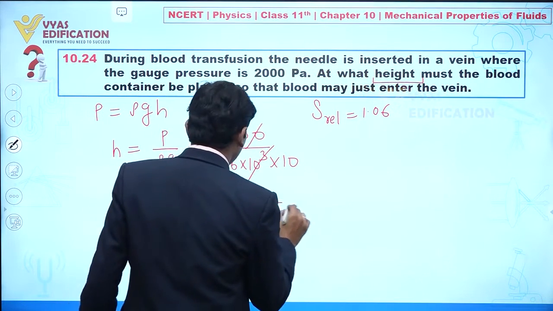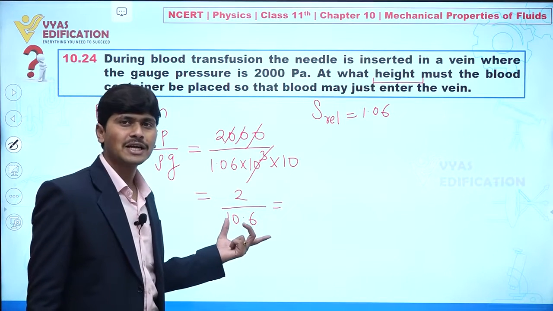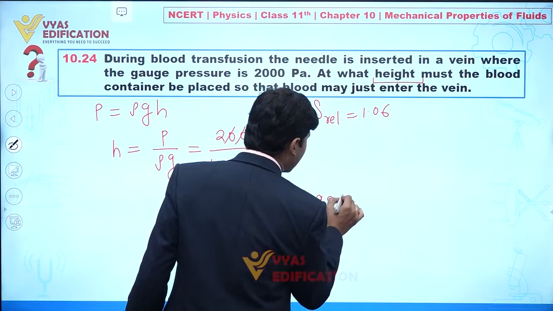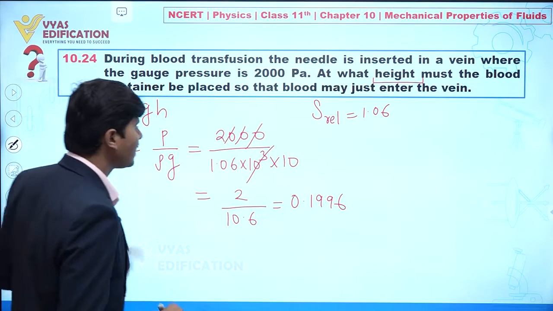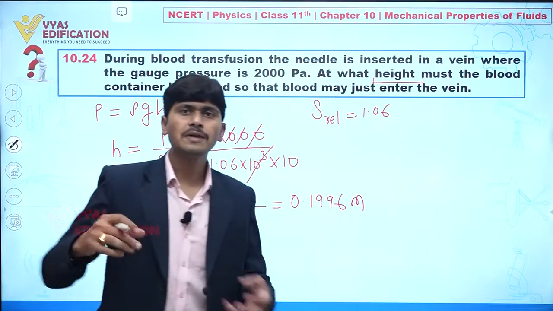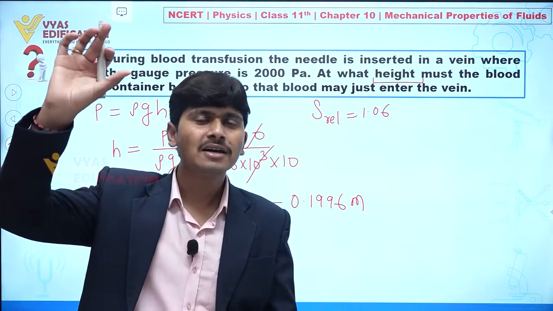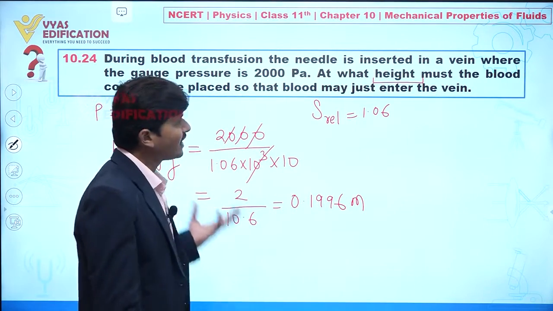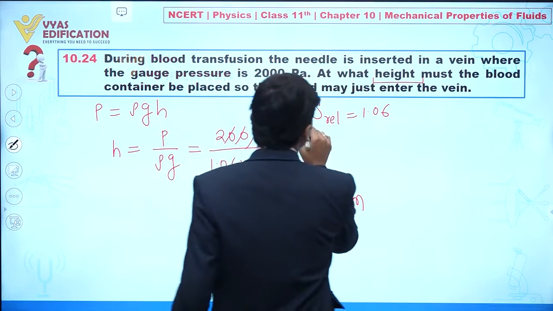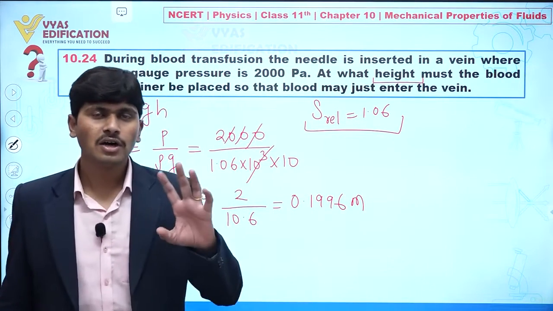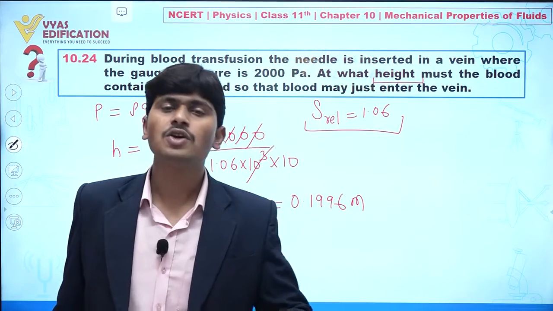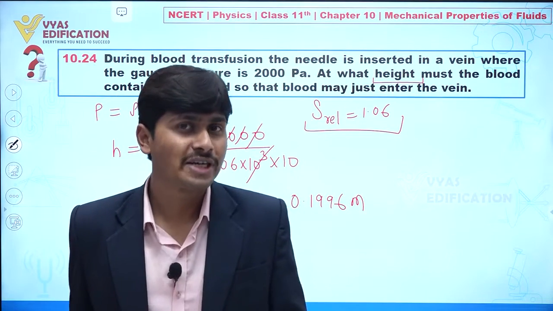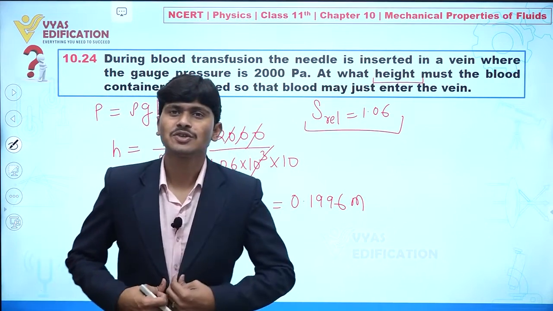So taking g approximately equal to 10, this is 0.2, or approximately 0.1996. This is the height at which you can place that bottle so that the blood from outside just enters your vein. So this is a very simple question. You should know about this value, but don't bother about it, because in every question if any data is required, it will be provided by the exam authority. So this is all about this question.